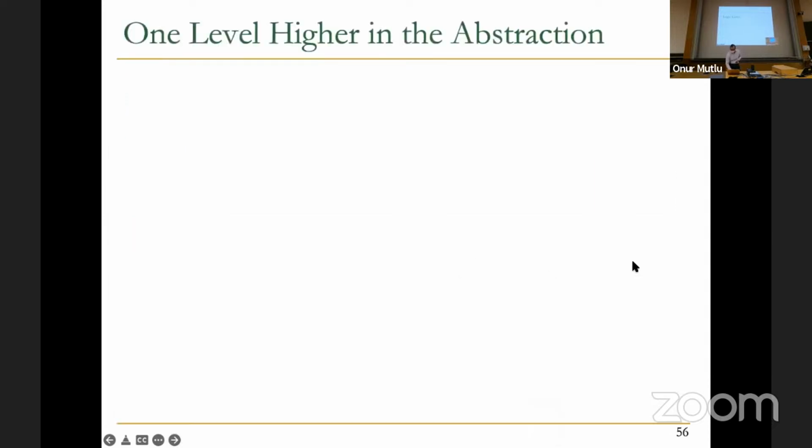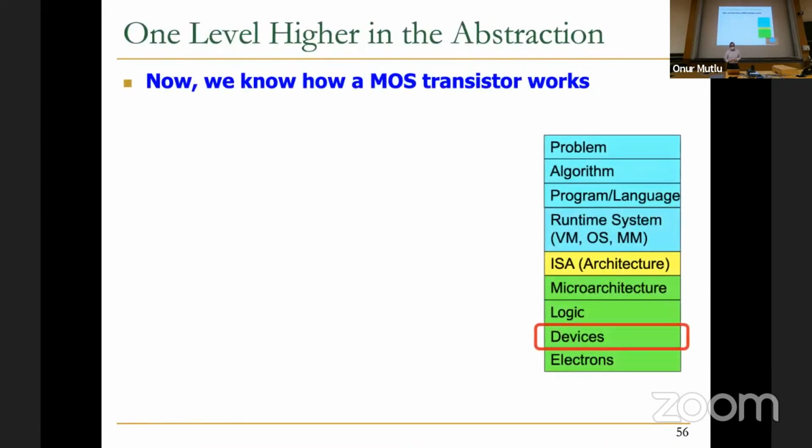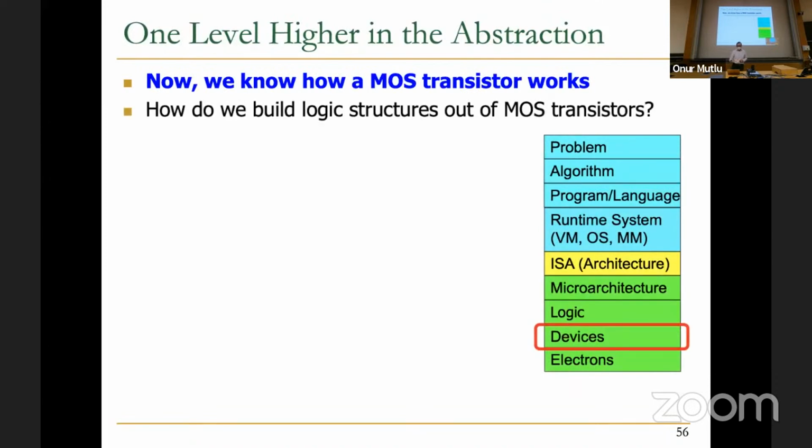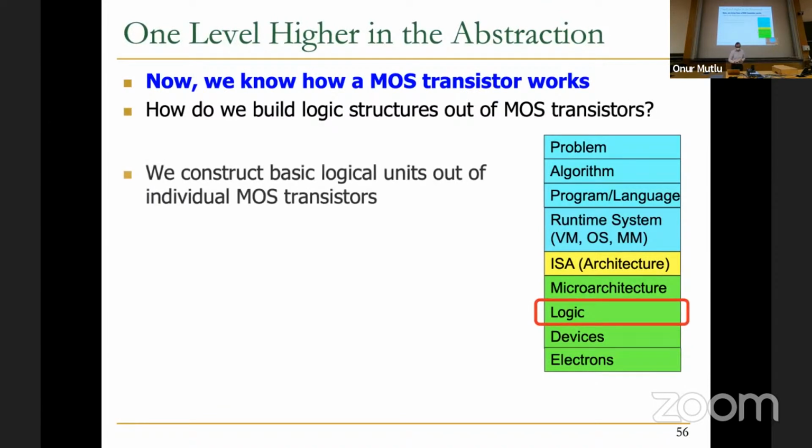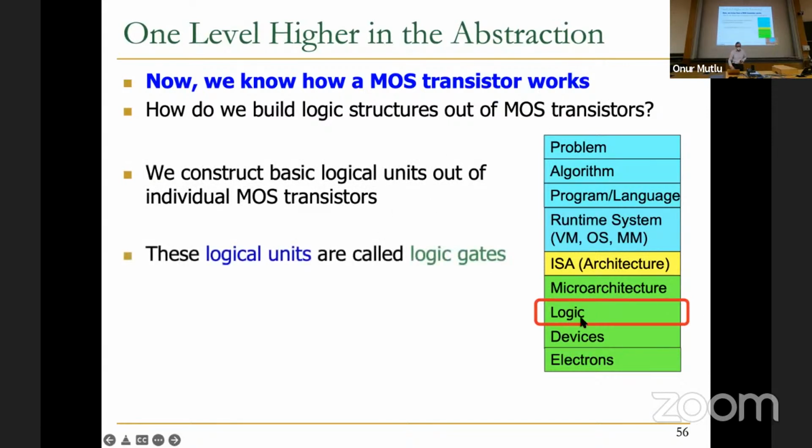Clearly, now we're going one level higher in the abstraction. We know transistors actually act like a logical switch. How do we build logic structures out of these MOS transistors? We're going to construct basic logical units. Now we're going to go one level up in the hierarchy, and these are called logic gates, basically.